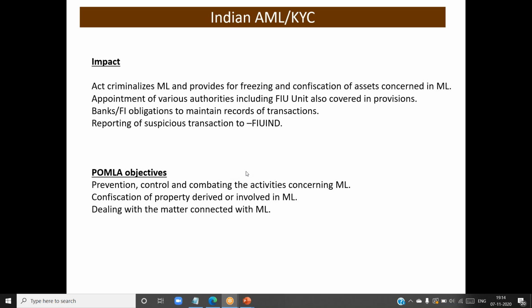Also, under this law, banks and financial institutions have an obligation to maintain records of the transactions. So there is an obligation towards the banks also. They have to follow this. Also, under this law, all financial institutions, in case they suspect any transaction, have to report it to the Financial Intelligence Unit of India for further understanding and getting the depth of those transactions to understand whether it's a money laundering case or not. So basically, the objective of this law is to prevent, control, and combat activities concerning money laundering. So we can go to the next page.